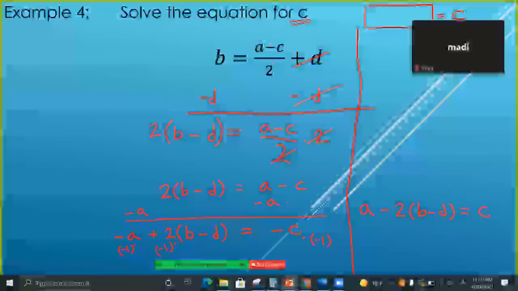So that was many steps. That was our toughest one yet because it was such a big equation to start with. But we did what we were supposed to do. We got C alone, isolated. C equals stuff. C equals A minus 2 times B minus D. Any questions? Concerns?